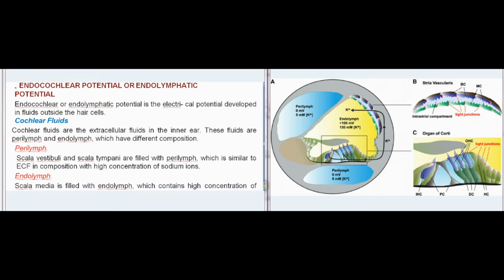Endocochlear potential or endolymphatic potential. Endocochlear or endolymphatic potential is the electrical potential developed in fluids outside the hair cells. Cochlear fluids. Cochlear fluids are the extracellular fluids in the inner ear. These fluids are perilymph and endolymph, which have different composition.